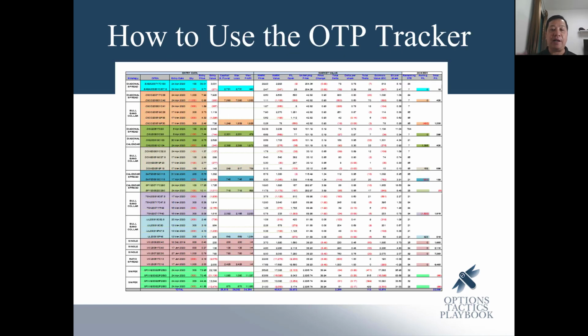The good thing is I do have the OTP tracker, part of the website, where I will place all the trades that I have entered and also the trades that are still in my watch list, so that you can see how the trades perform every day. With that, hopefully that will complement the monthly newsletter that you receive and the tracker that you can monitor every day. So these are the general rules of how I operate my portfolio.